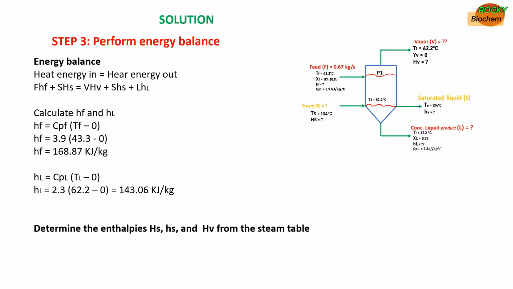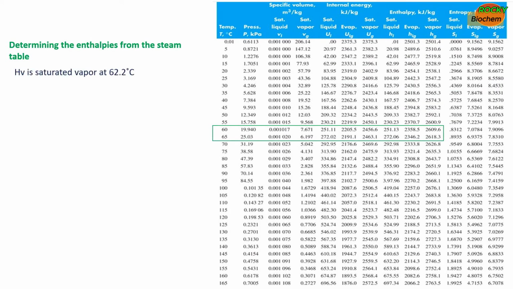For HV, the temperature at which we are to determine the enthalpy is given to be 62.2 degrees Celsius. Looking at the steam table, we can't get 62.2 directly from here. So how are you going to get it? We can get it by interpolating between 60 and 65. We know 62.2 is in between 60 and 65.